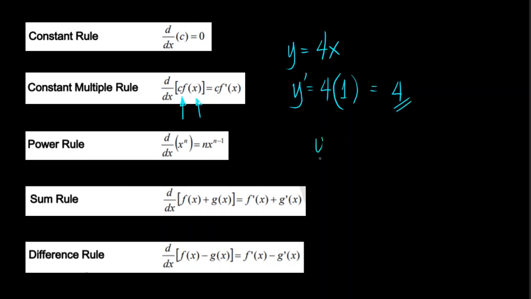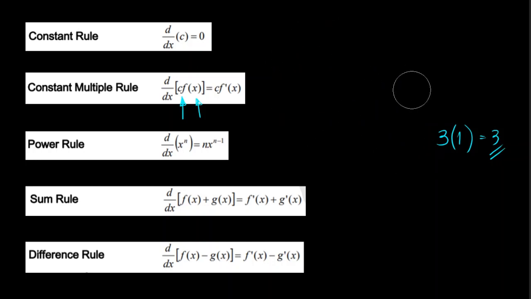Same goes with y equals 3x. The derivative is 3, the constant as multiplier, and then the derivative of x is just 1. So, you have 3. So, that is for the constant multiple rule.